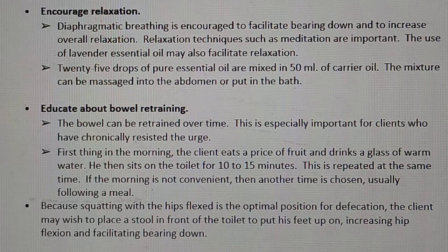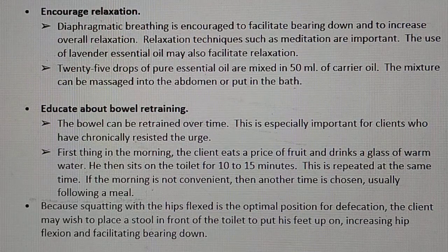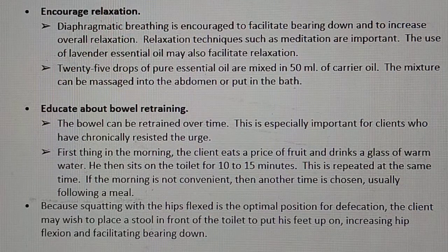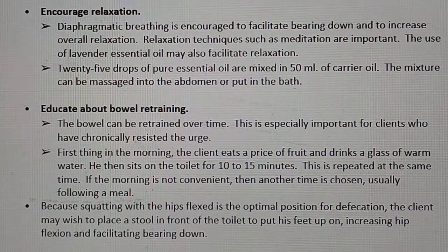So there you go, guys. This is how you mix the essential oil. The mixture can be massaged into the abdomen or put in the bath. Okay, so 50 ml of carrier oil, and 25 drops of pure essential oil. Then you can use it to massage your client or put it into their bath. Okay, the client can do that.